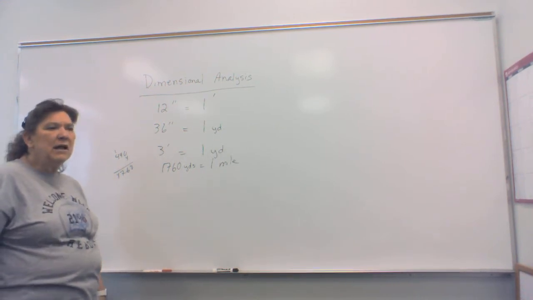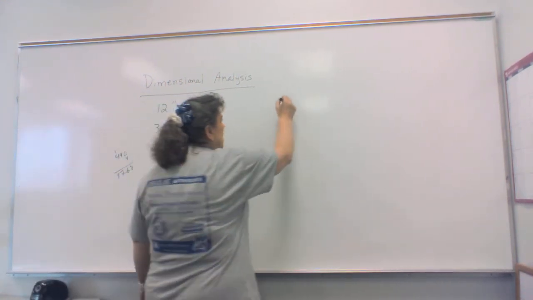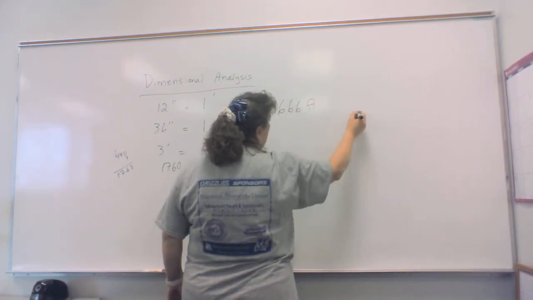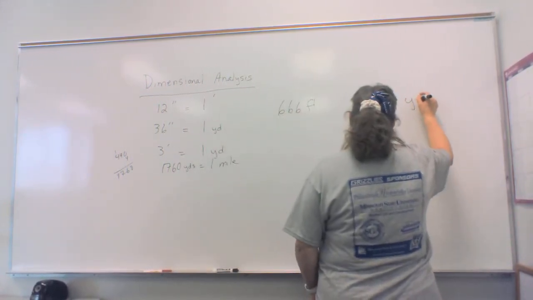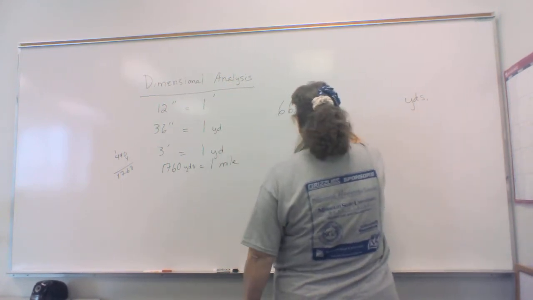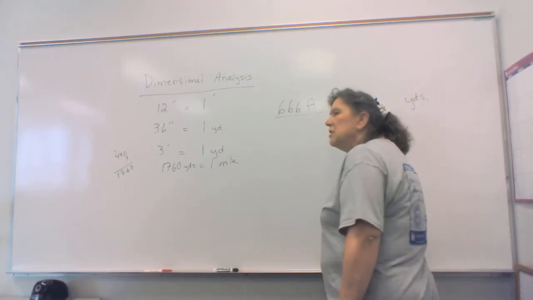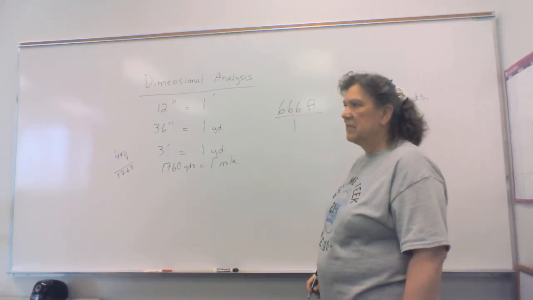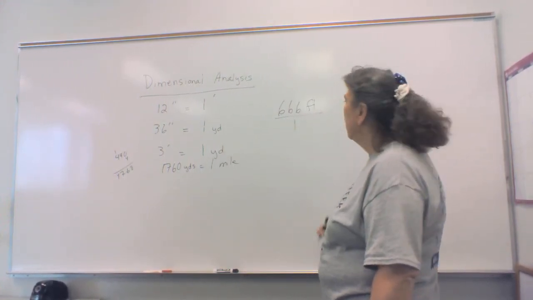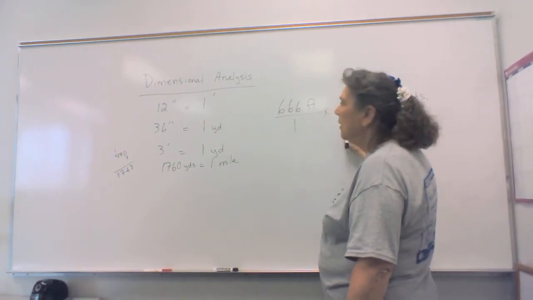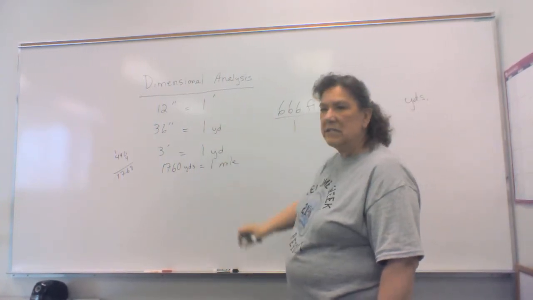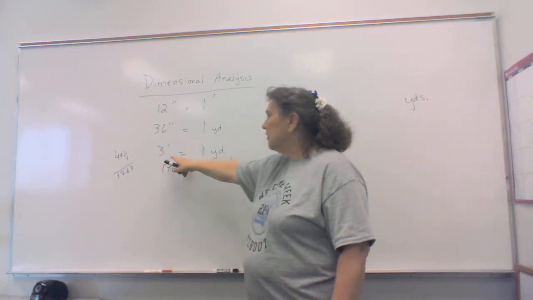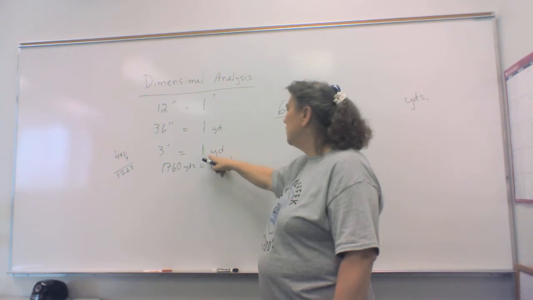So if I have 666 feet and I want to know how many yards it is, in dimensional analysis your starting value is put over 1, because that's the start, and then it's times whatever your equivalency is. So we're looking for feet to yards. 3 feet is equal to 1 yard.